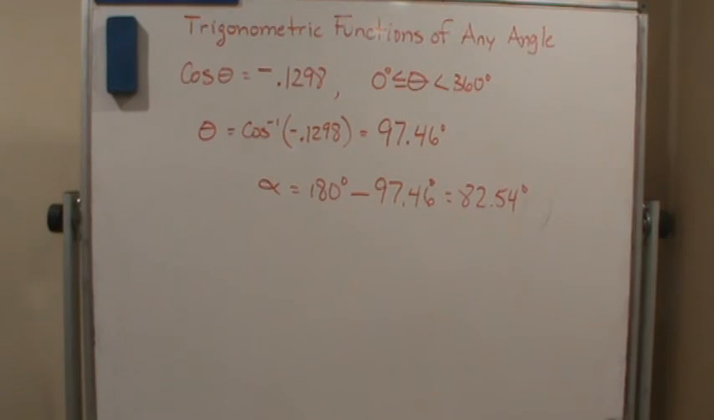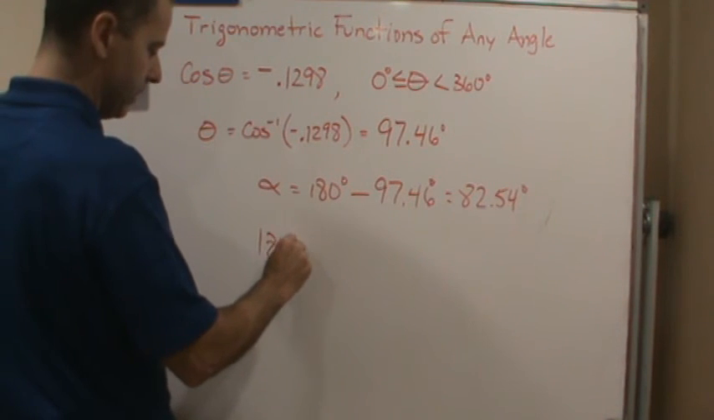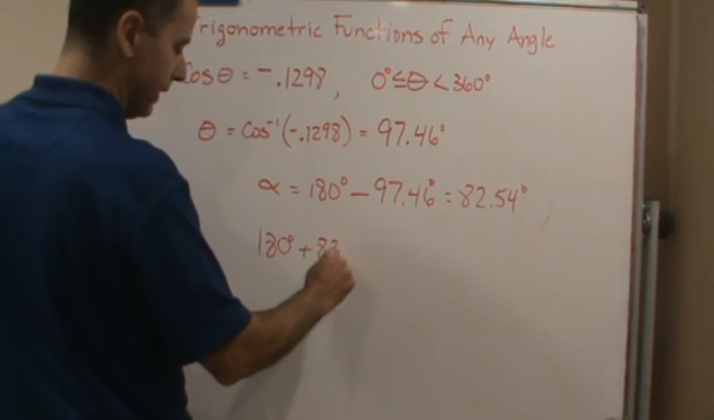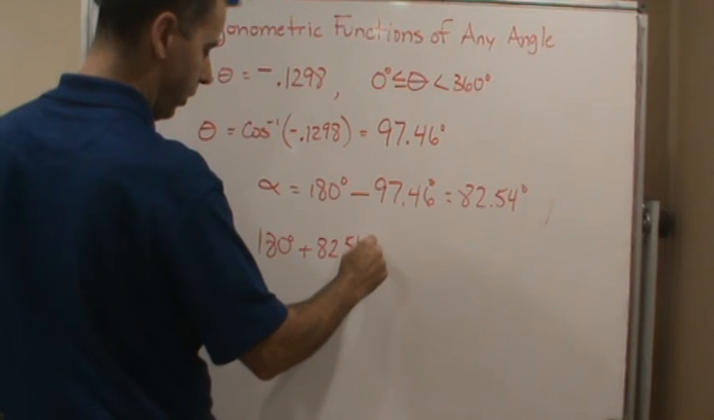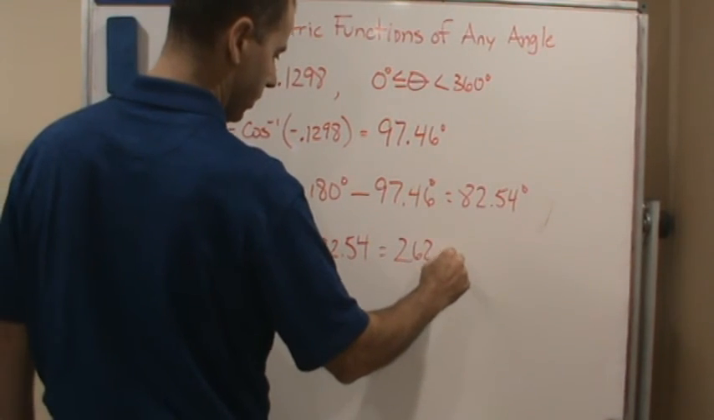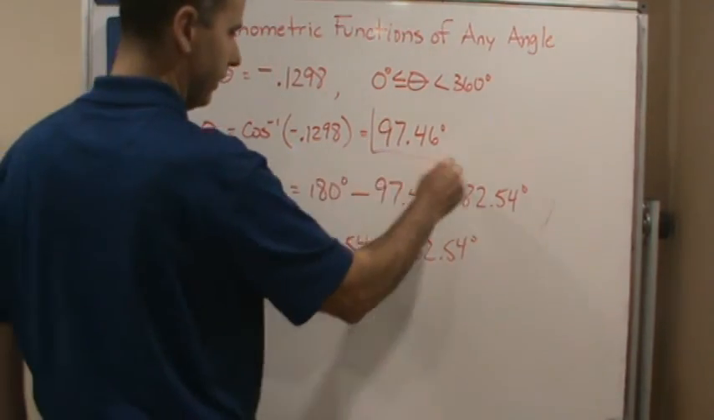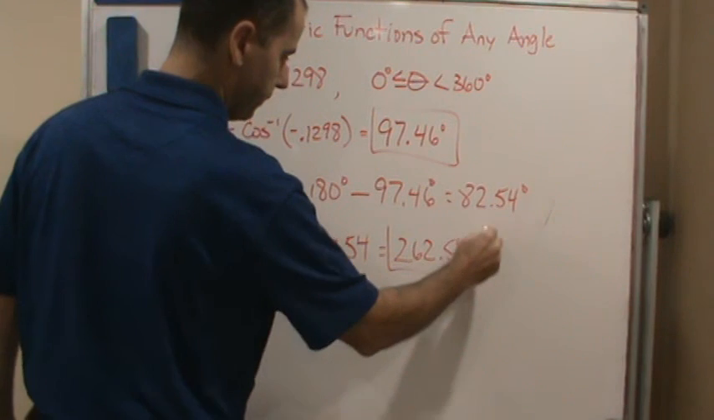Okay, and now that we've got the reference angle, we take 180 degrees plus the 82.54, and that gives us 262.54 degrees again. And so then we get the two angles.